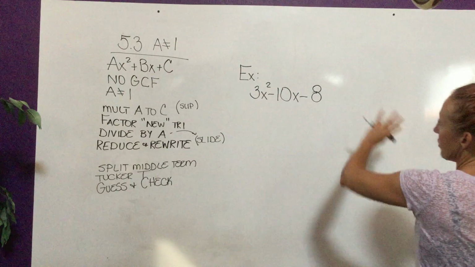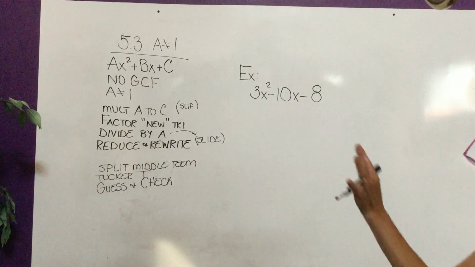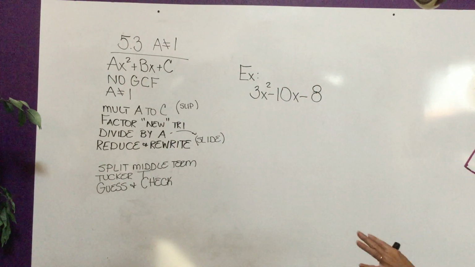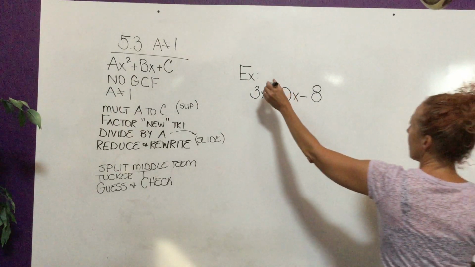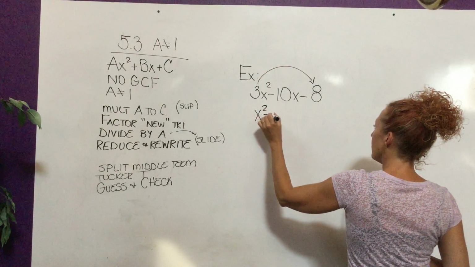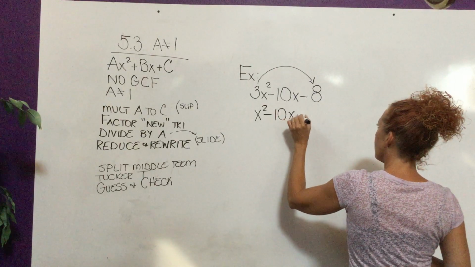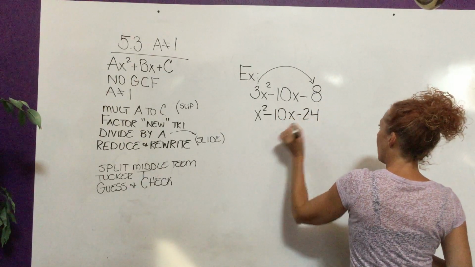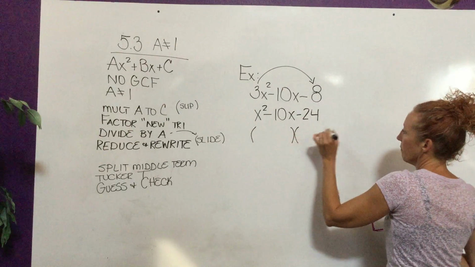Step 1, there's no GCF. So that's our true step 1. We have to double check always. And so let's multiply that 3 back to the 8. And then we have to factor here.